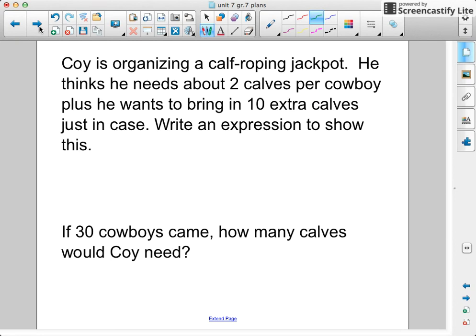So let's look at a couple word problems. Coy is organizing a calf roping jackpot. He thinks he needs about 2 calves per cowboy, plus he wants to bring in 10 extra calves just in case. So let's write an expression to show this first.